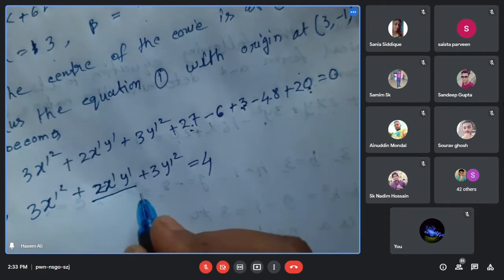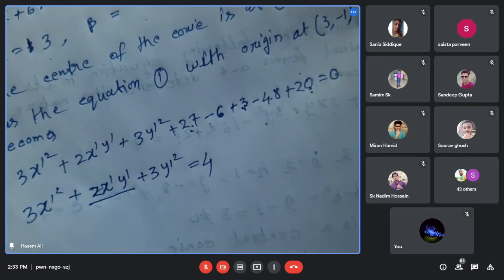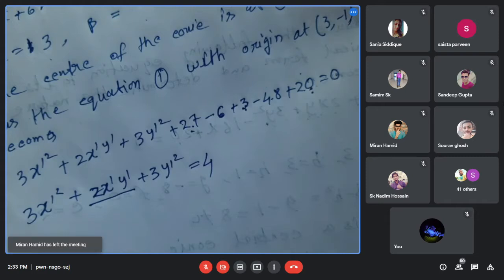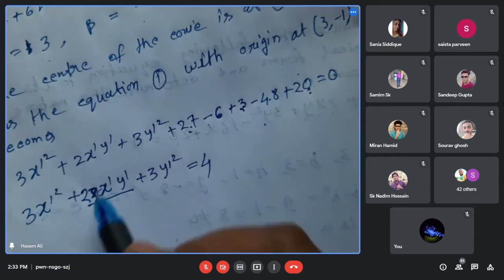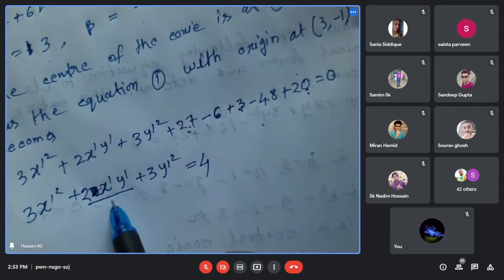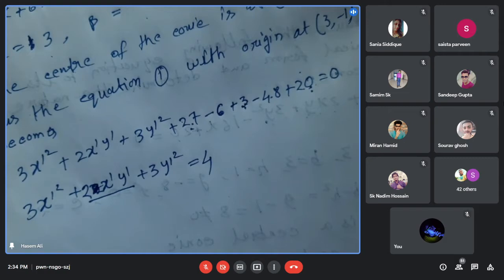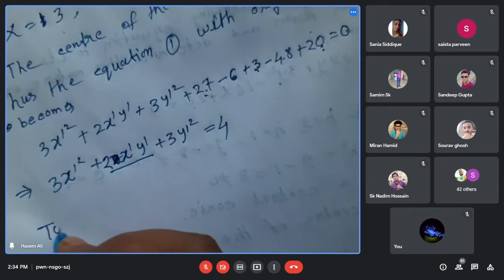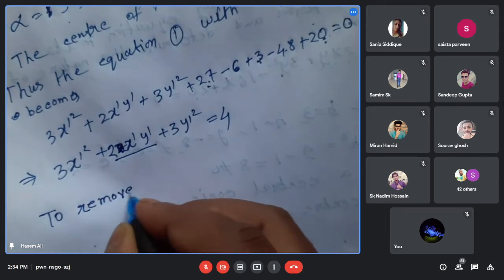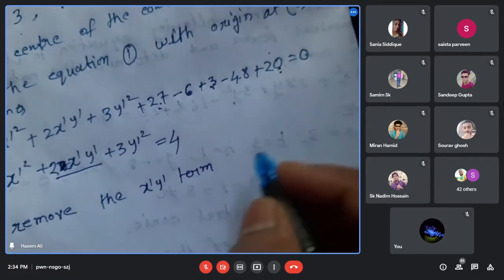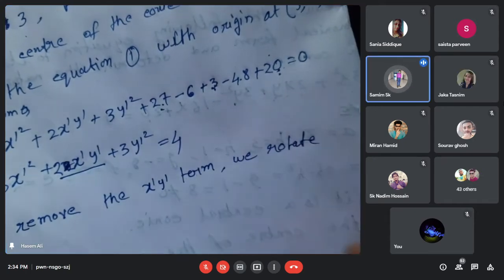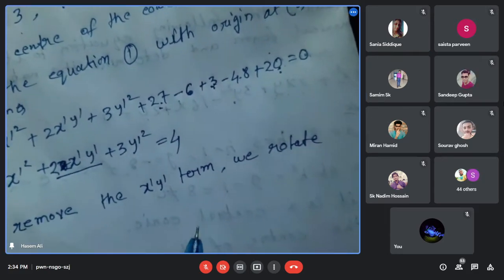Now we have to remove this term. If we remove this term, then we can clearly say what the equation is, what the curve is. So for removing this term, we rotate the axis through an angle theta to remove the x dash y dash term. Sir, that 4 will be -4, no? I have changed the side, see.